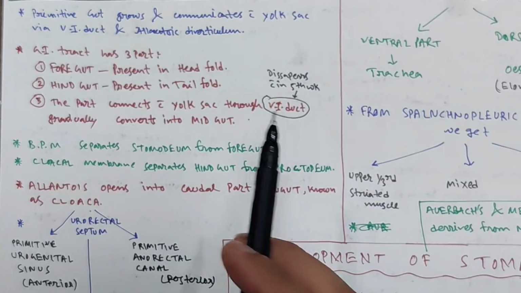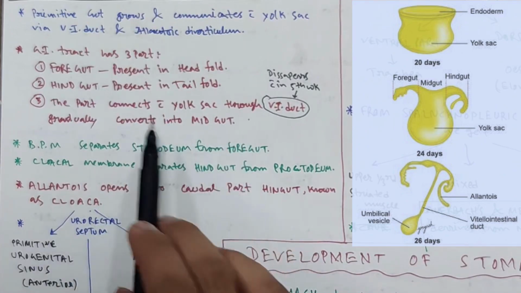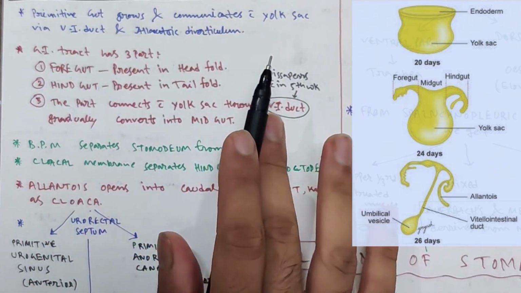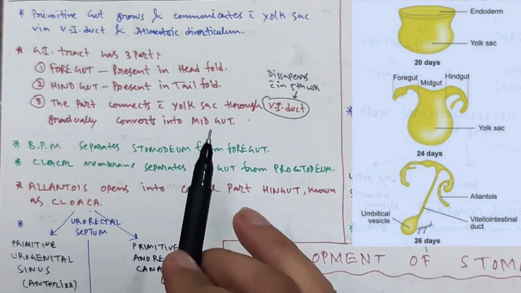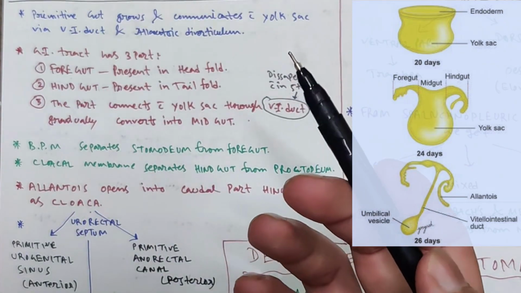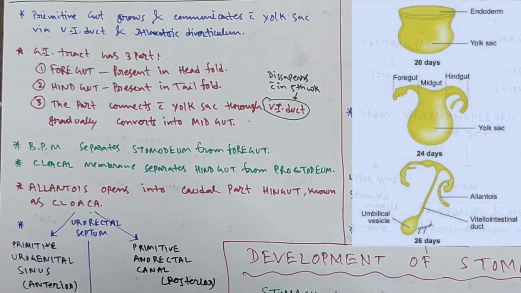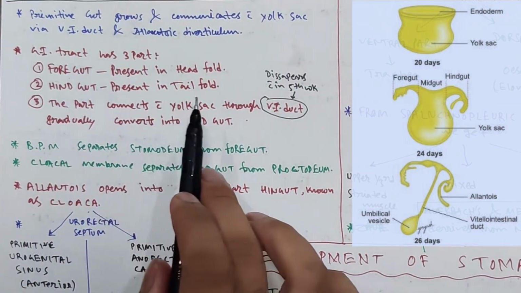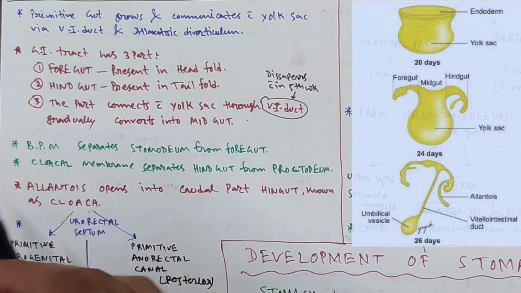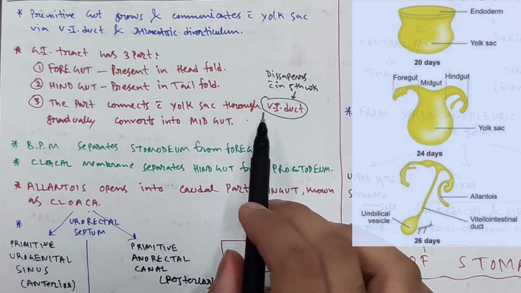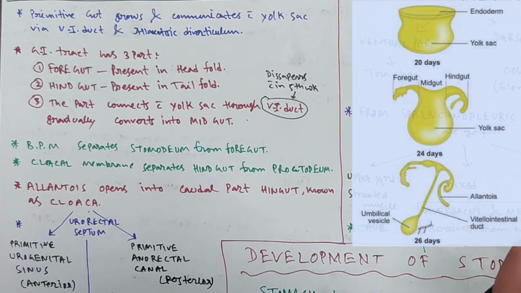Try to understand, our GI tract has three parts: foregut, midgut, hindgut. The foregut is present in the head fold and the hindgut is present in the tail fold. Now, how does this fold formation occur? You already know that from the folding of the embryo stage, which I talked about in my earlier videos. Anyway, the part that connects with the yolk sac through the vitelo-intestinal duct gradually converts into the midgut. Now this vitelo-intestinal duct disappears within the 5th week of intrauterine life.